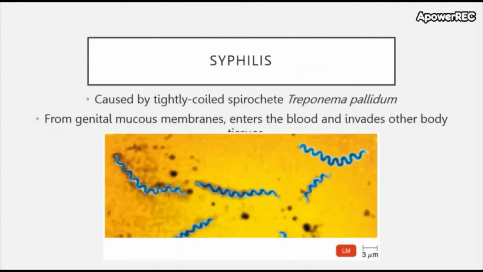Syphilis is caused by the tightly coiled spirochete bacterium called Treponema pallidum. From genital mucous membranes, it enters the blood and invades other body tissues. The spirochete morphology allows them to swim and navigate between the fluid of cells. And it's been steadily increasing in the US for the past 17 years now. It's also difficult to diagnose, and the technique depends upon the stage of the disease.